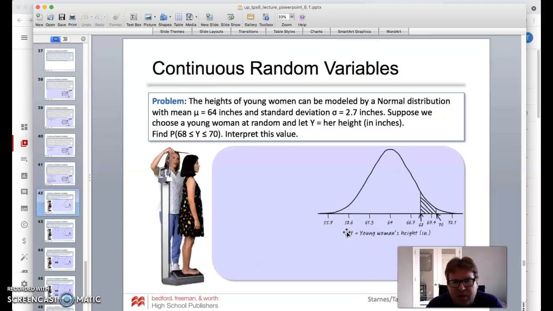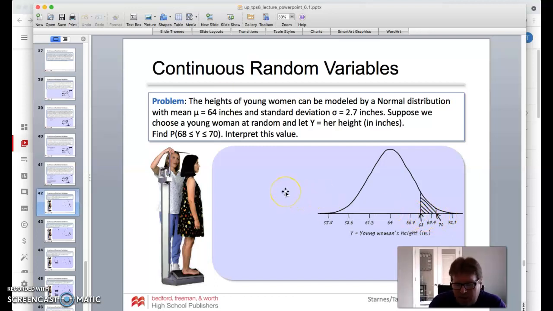Okay, how about this one here? Now, the heights of young women can be modeled by a normal distribution. Not uniform, this is the normal distribution, we're coming back to it. The mean is 64, which we can see right here, and the standard deviation is 2.7 inches. So we mark 1, 2, 3 standard deviations above and below. Now, suppose we choose a young woman at random. Let y be her height in inches. We want to know the probability of her being between 68 and 70 inches. So we're going to be in between those two right there.